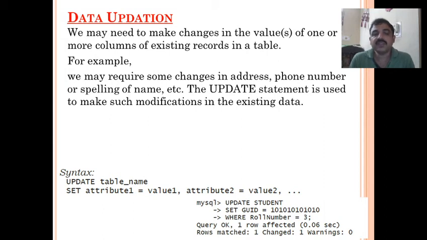So to do updation, update table name, set attribute 1 equal to value 1, attribute 2 equal to value 2, like this. So you can specify update table name, set the column name equal to the new value. So in case you want to modify the roll number's GUID, then you can write where roll number equal to 3. So roll number 3's GUID number is modified. Hope you are clear.